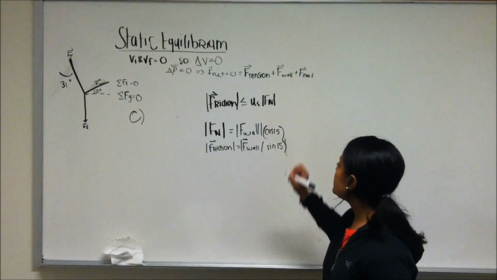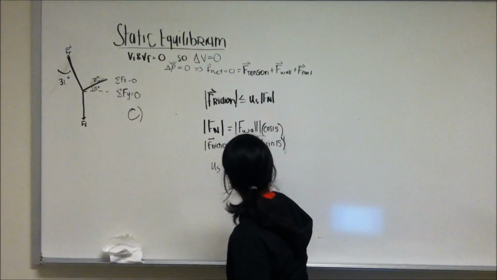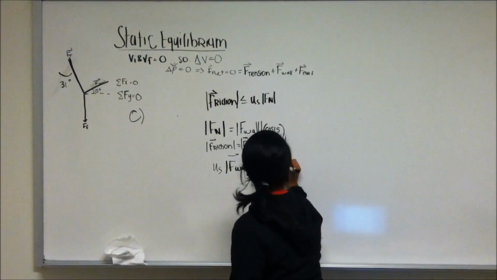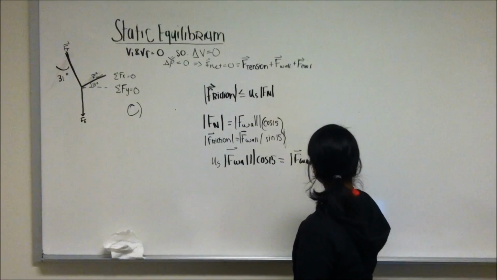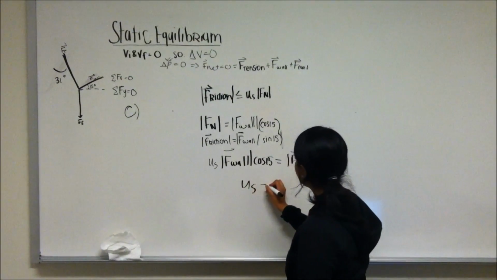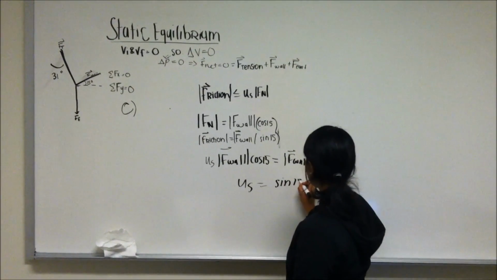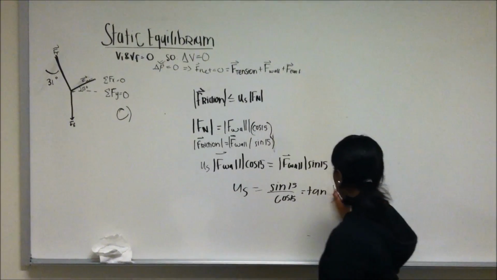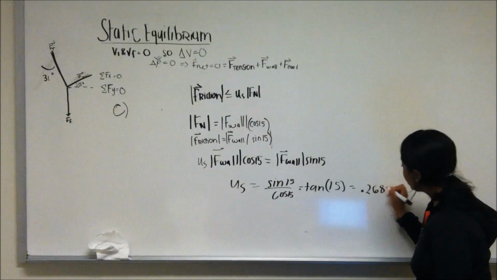So to find the coefficient of friction, you know that the coefficient of friction times the magnitude of F wall cosine of 15 is equal to the friction, which is F wall sine of 15. When you divide both sides, the two F walls cancel out, so you just get the coefficient of static friction is equal to sine of 15 over cosine of 15, which is equal to the tangent of 15, which is equal to 0.268, and it has no units.